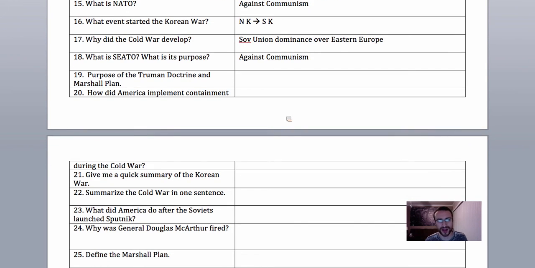Purpose of the Truman Doctrine. Oh, I love me some Harry S. Truman and the Marshall Plan. Oh my goodness. What is this going to be? Against communism.